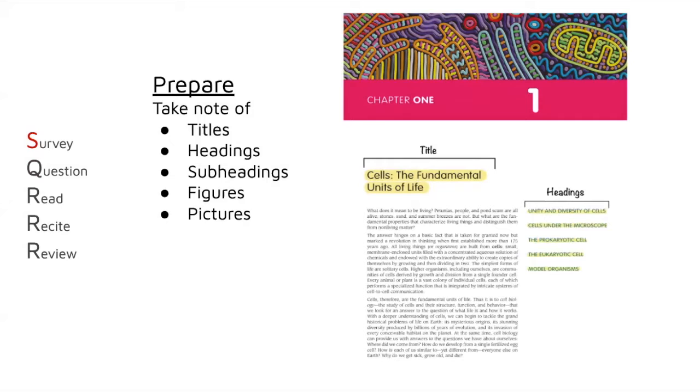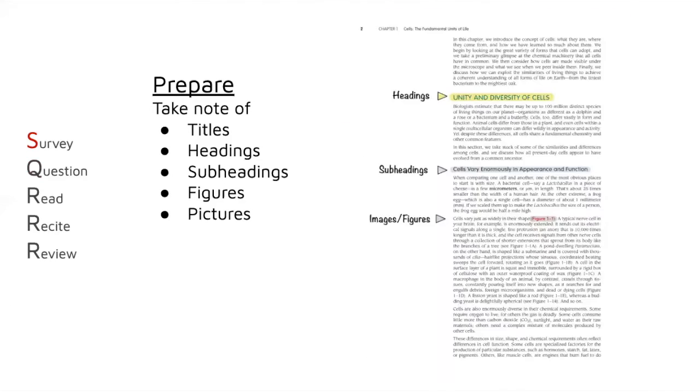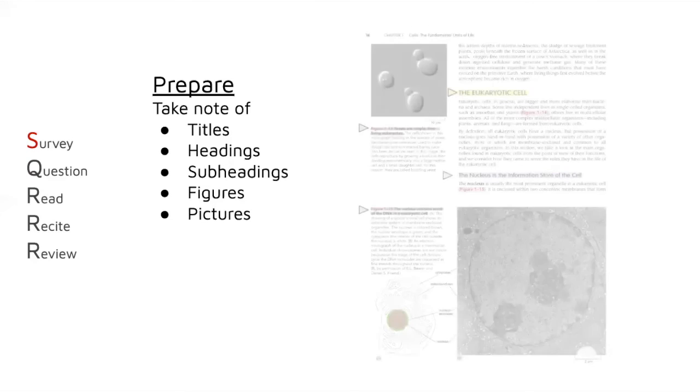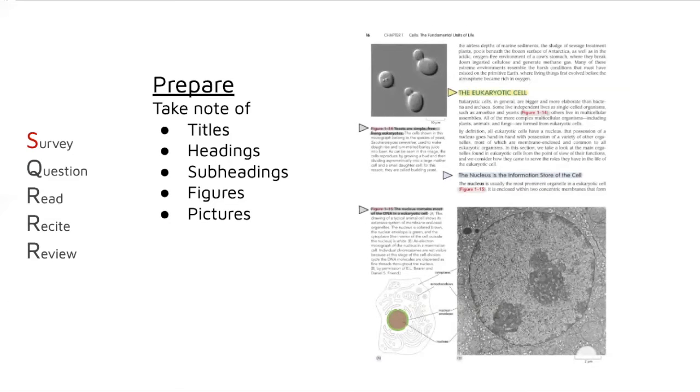Beginning with survey. This essentially means you should prepare yourself before doing your reading by taking note of titles, headings, subheadings, and any figures or pictures you find in the text. In other words, skim your readings before delving into them. This can also include writing down questions, which brings us to our next section.